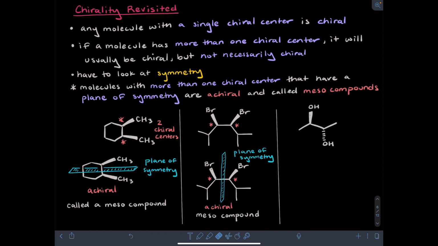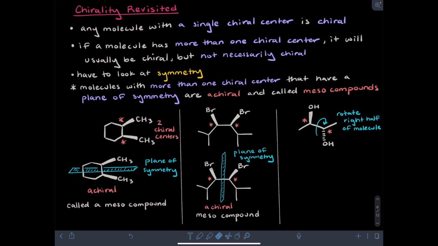Let's look at a third example here where I have a 4-carbon chain with a wedged OH group and a dashed OH group. This molecule contains 2 chiral centers, and now I want to look for a plane of symmetry. As it's drawn, this molecule does not contain a plane of symmetry. However, we are not done yet. Before declaring that it doesn't contain a plane of symmetry, we need to check if it could contain a plane of symmetry if we rotated some of our carbon-carbon bonds.